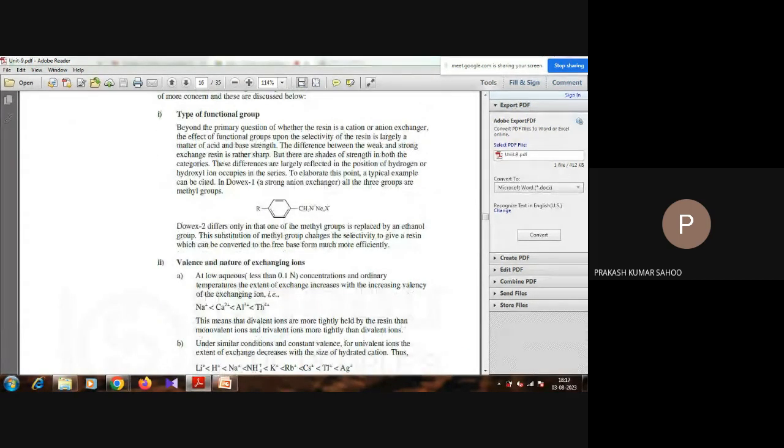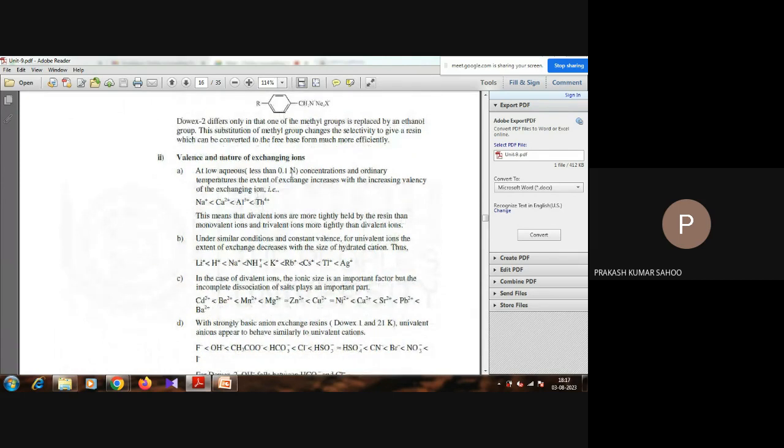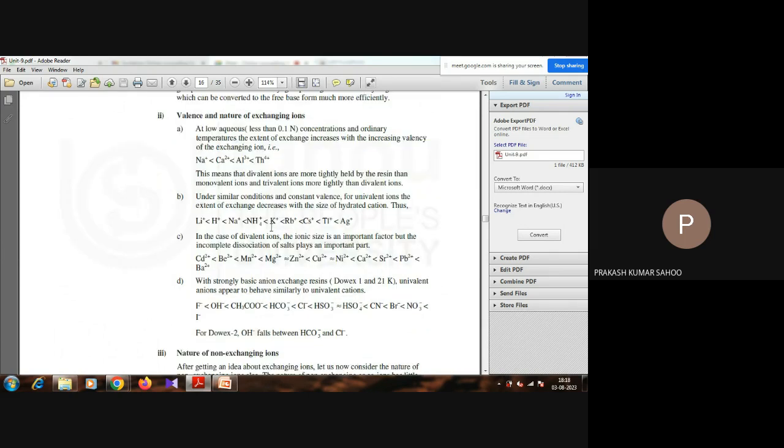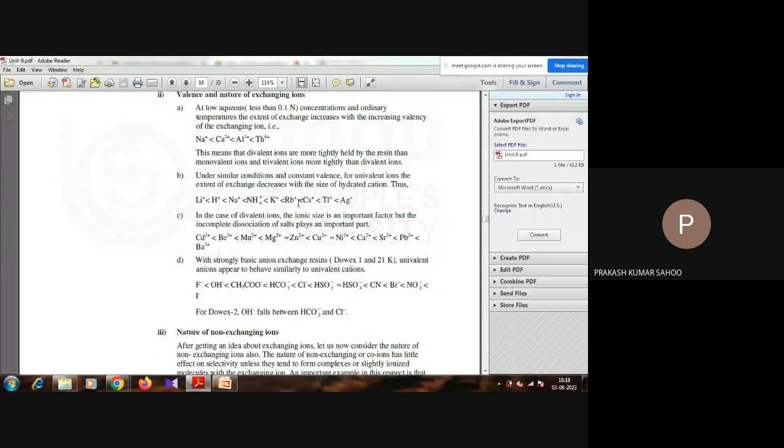Next, the type of functional group. This will be the anion exchanger, where there will be tertiary or quaternary nitrogens. This is the anion exchanger. Then valency and nature of the exchanging ion. This depends on the oxidation number or the charge on a particular atom, ion or metal; when it is high, we predict it will be more towards ion exchange separation. Then, if the charges are the same, this depends on the size, under similar conditions and constant valency.